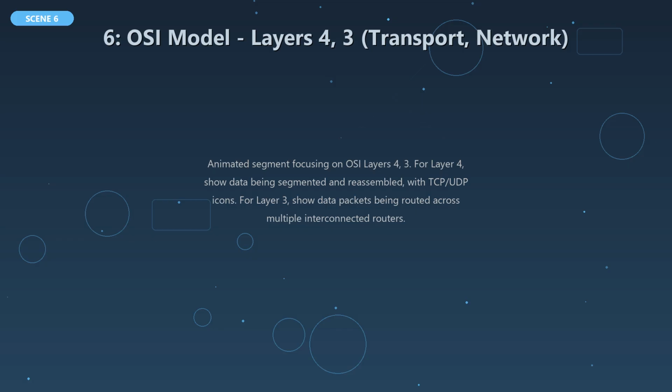Layer 3, the network layer. This layer is responsible for logical addressing and routing. Its primary job is to move packets from one network to another, finding the best path, or route, through a collection of interconnected networks. The most well-known protocol at this layer is IP, or Internet Protocol. IP provides logical addresses, known as IP addresses, for each device on the network. Think of an IP address as a postal code and street address for your computer.